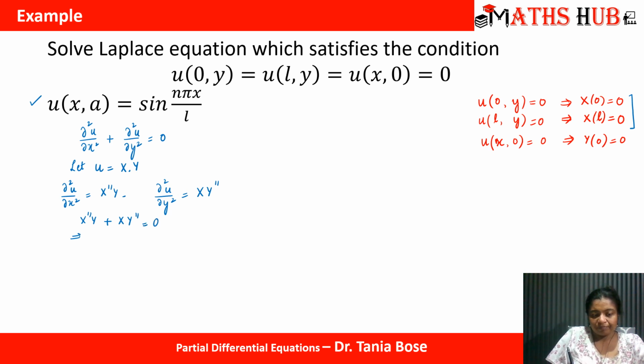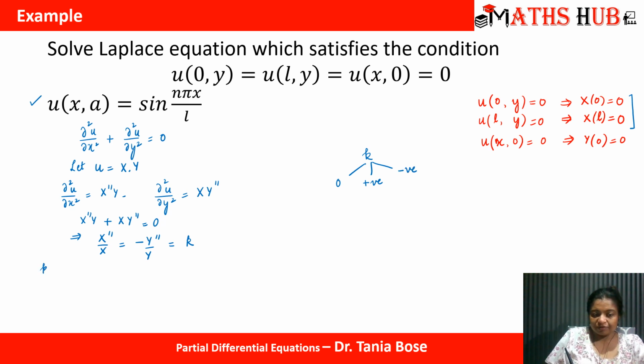So from here, we get X double dash by X is equal to minus Y double dash by Y. Now, where to keep this negative sign? So whichever variable has more number of zeros, we will keep that variable equal to positive, right? So here x has more number of conditions equal to 0. So the conditions of x are more. So we will keep x positive and we will keep y negative. So let us put it equal to k. And now we discuss all the three cases of k: when k takes value 0, when k is positive and when k is negative, right?